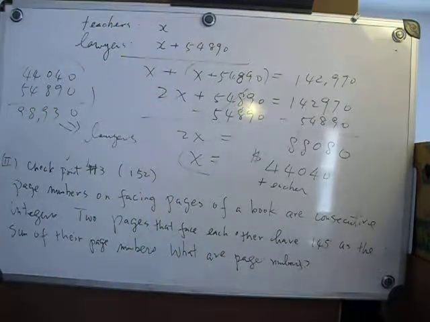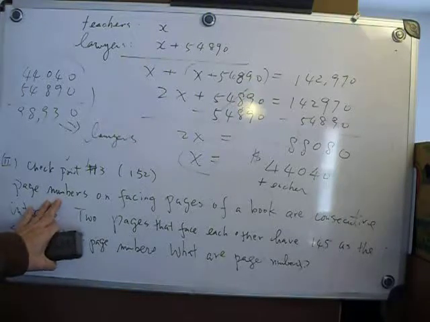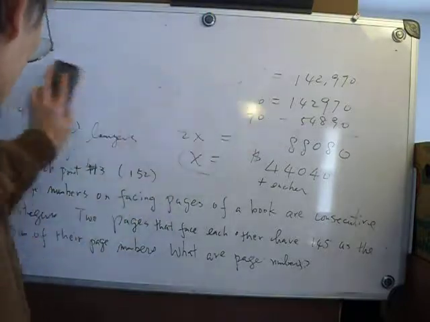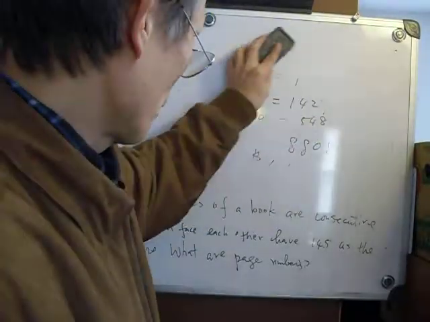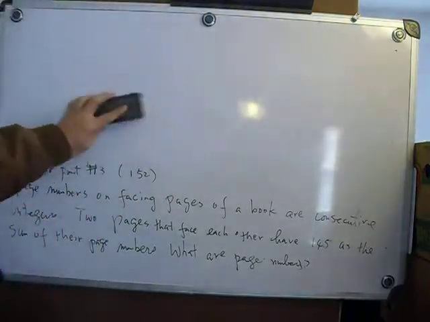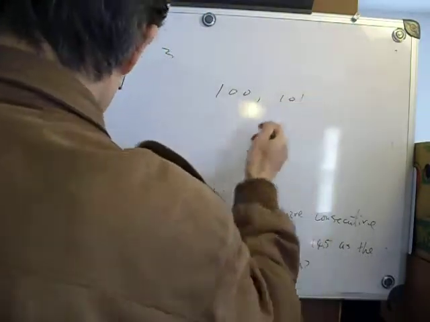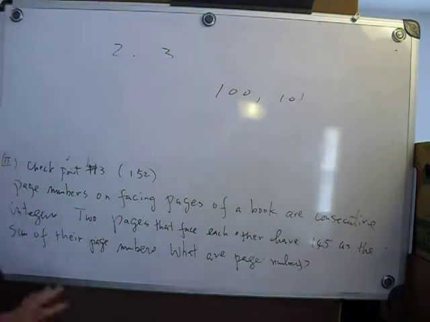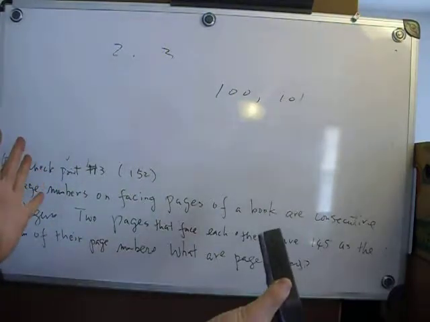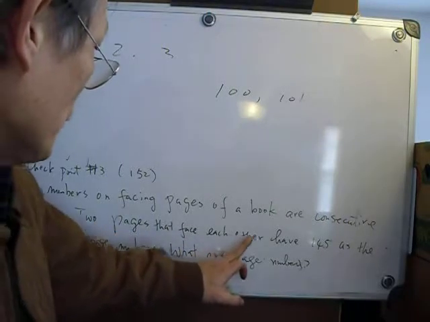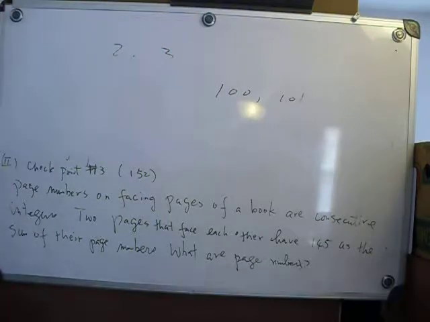Problem number 2. This is our checkpoint number 3, page 152. The page numbers on facing pages of a book are consecutive integers. Consecutive integers are whole numbers. Obviously, the page number will always be positive. For example, 2 and 3, 100 and 101. These are called consecutive integers. Okay? One page, and the next page is always like this. That's your understanding. Two pages that face each other have 145 as the sum of their page numbers.